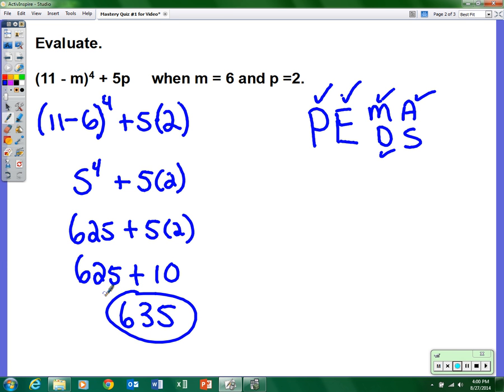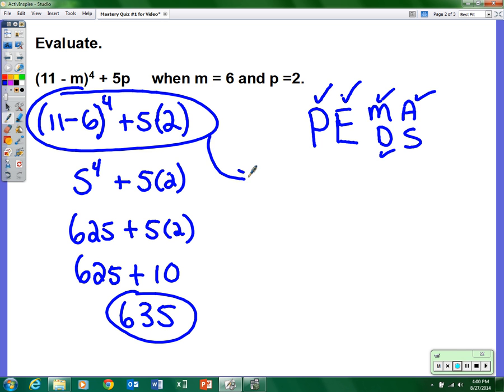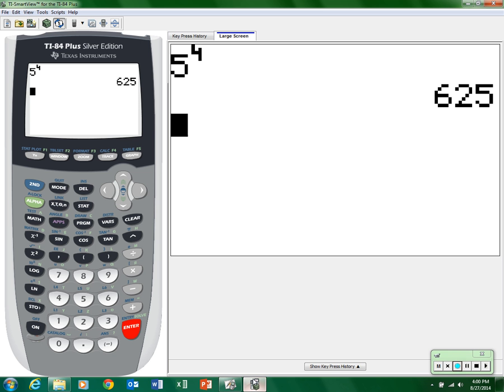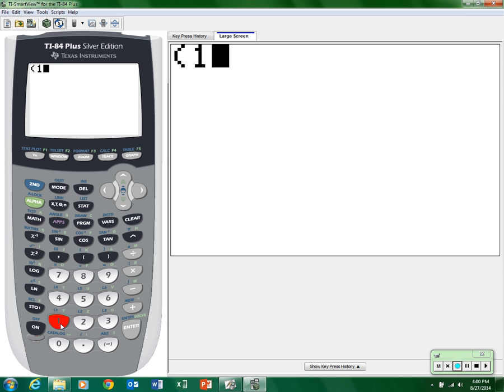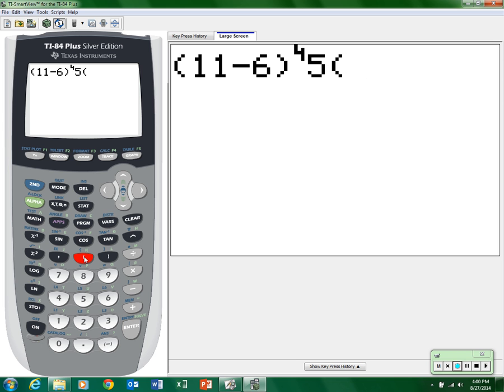Now, we can do all of this on the calculator. If we take and type in exactly what we wrote right there, it's going to give us the answer. All right, so let's go to the calculator. So we'll go ahead and do the parentheses. And then we've got 11 minus 6, close it. Caret key for the power, so 4th power. Okay, and then we have the 5 times, whoops, I forgot the plus sign.